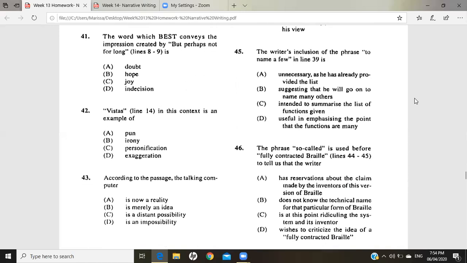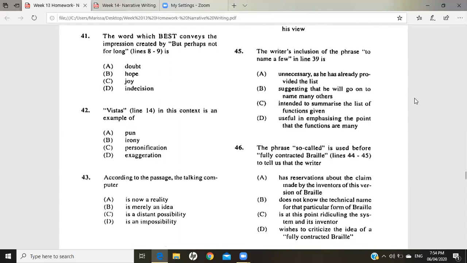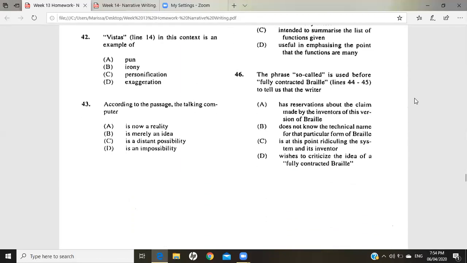45, the writer's inclusion of the phrase "to name a few" in line 39 is... If you say just to name a few, it means that many exist, right? So the best option would be D, useful and emphasizing the point that the functions are many. Because you don't want to list all, you just use the phrase to name a few, to show that there are many different options.